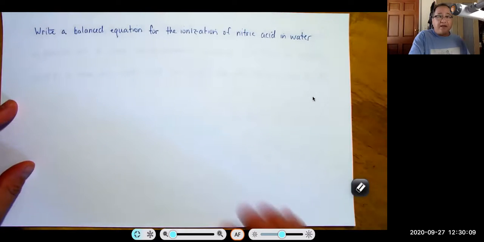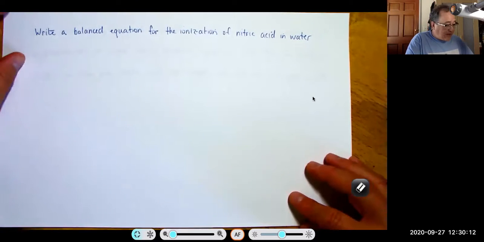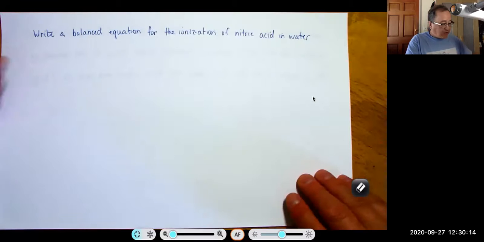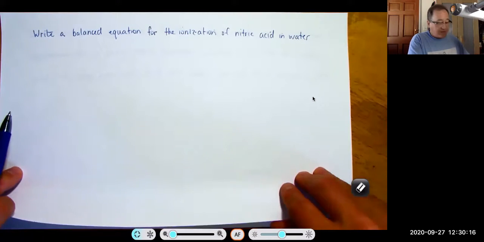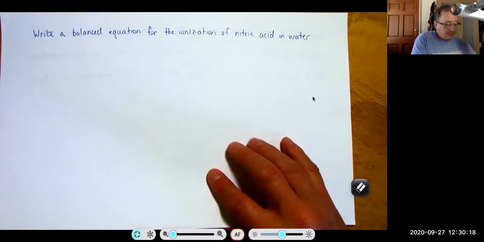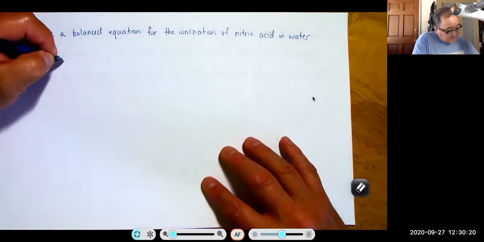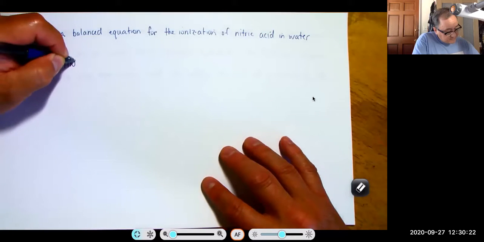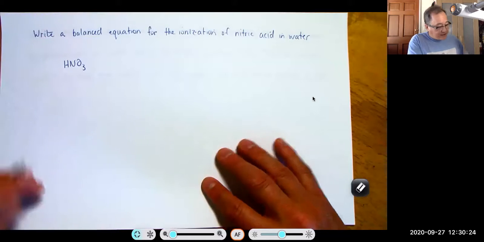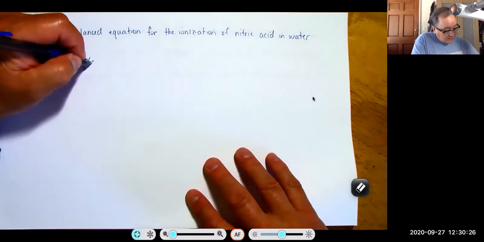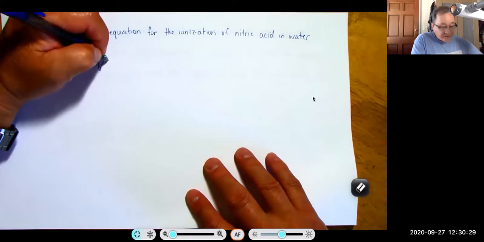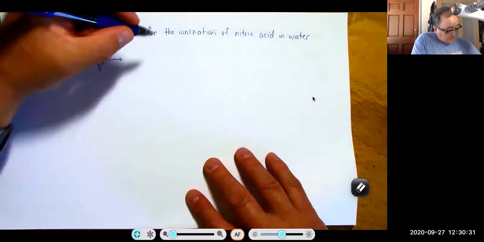So let's write a balanced equation for the ionization of nitric acid in water. So these are just some problems now from acid bases. So nitric acid, ionization in water. So we're going to put aq. There are two ways we can write it. We can write it this way.